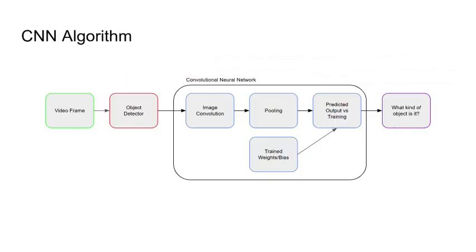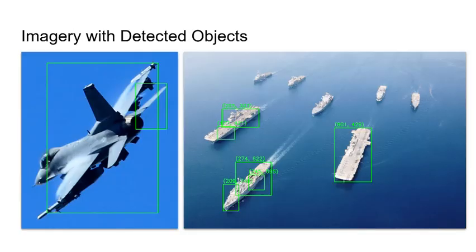So that's a little bit about that. Here you have a video frame coming in, then the object detector, which a lot of networks do now. It goes into the image convolution, it pools it, compares it to the training processes, and then it gives you just what kind of object. With this one, you'd be able to identify that's a carrier, that's a destroyer, helicopter destroyer, that's a tanker, etc. It could identify a high value target.